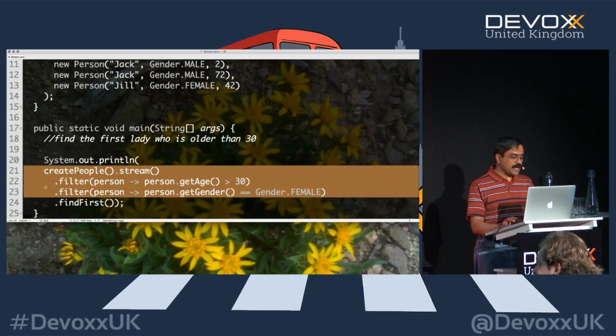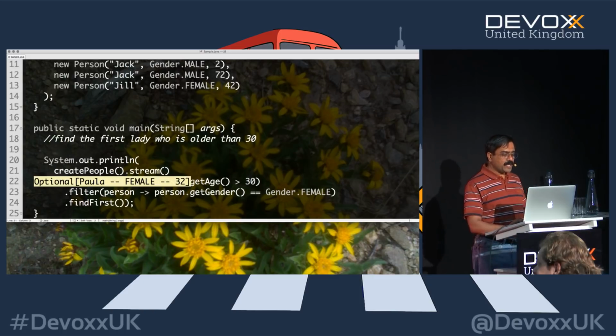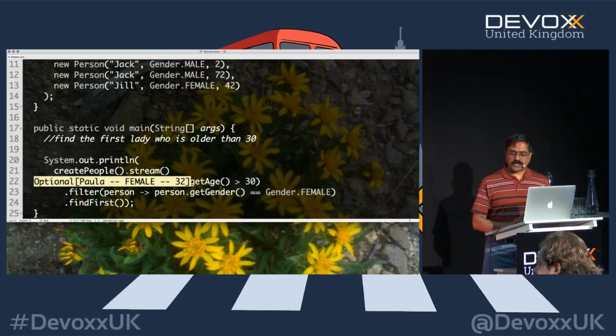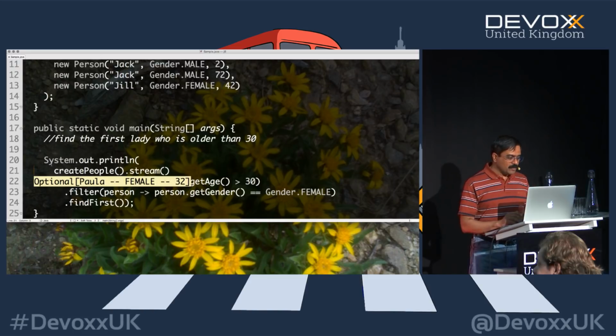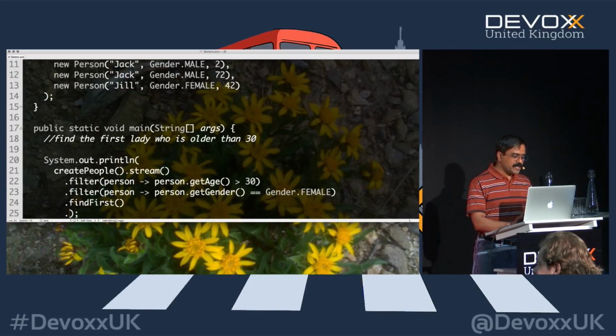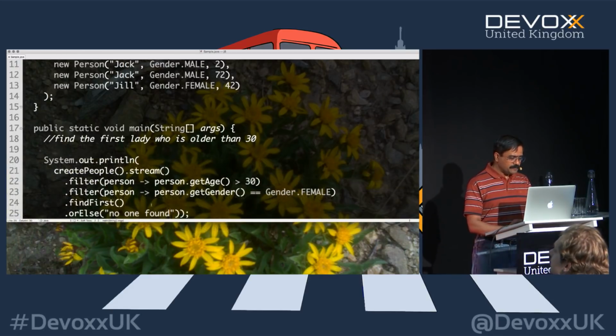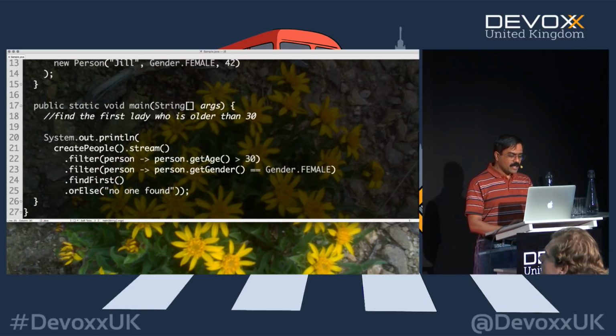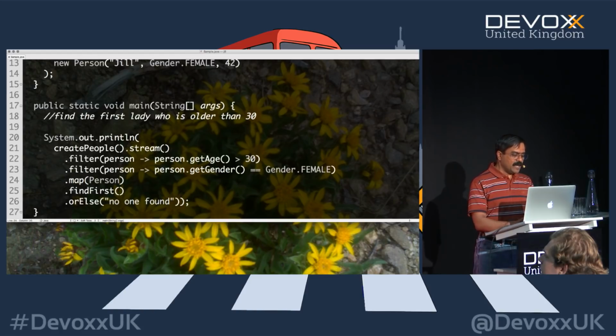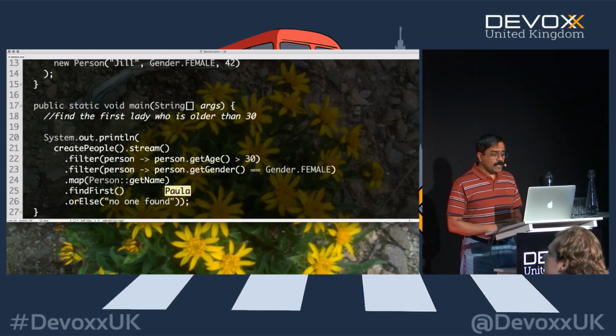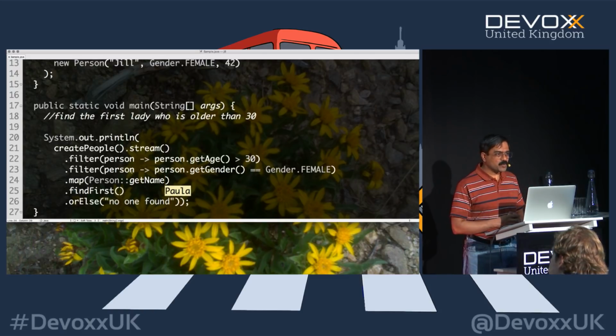Well, I notice that I'm doing it sequentially. Execute the code. It says Optional[Paula]. Well, it's optional because an object may or may not exist. I'll say orElse, no one found. So when I execute this code, the result I'm going to get is whatever result I expect. Let's actually convert this. So .map, given a person, let's say getName. And in this case, of course, it's Paula. Well, that is sequential execution as we know.